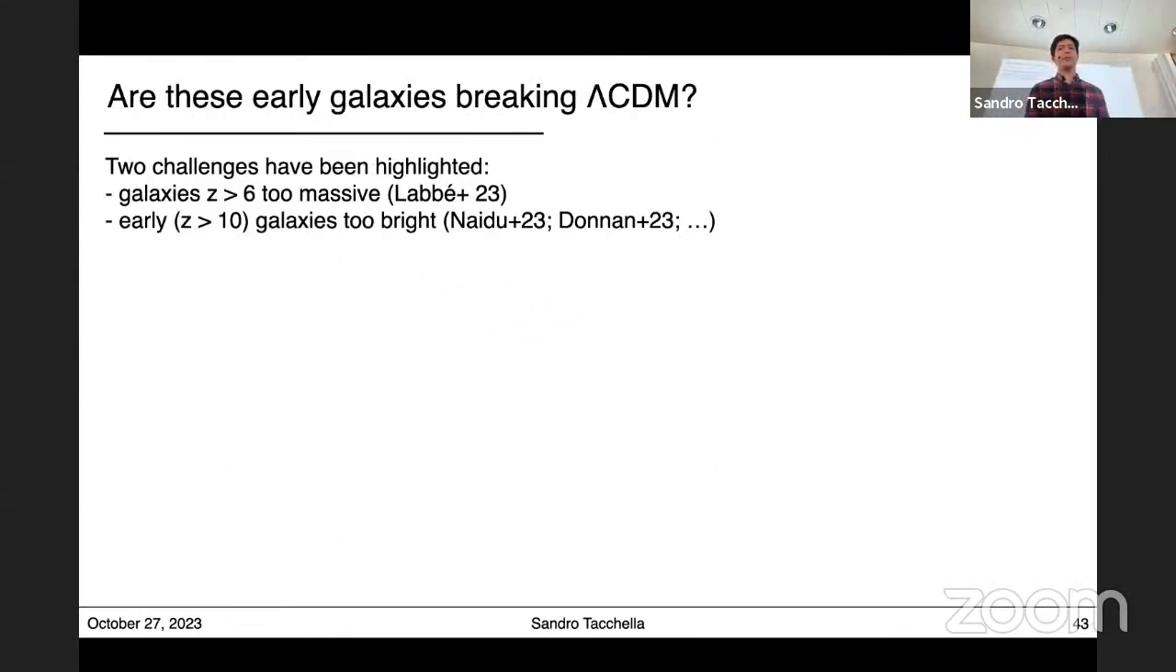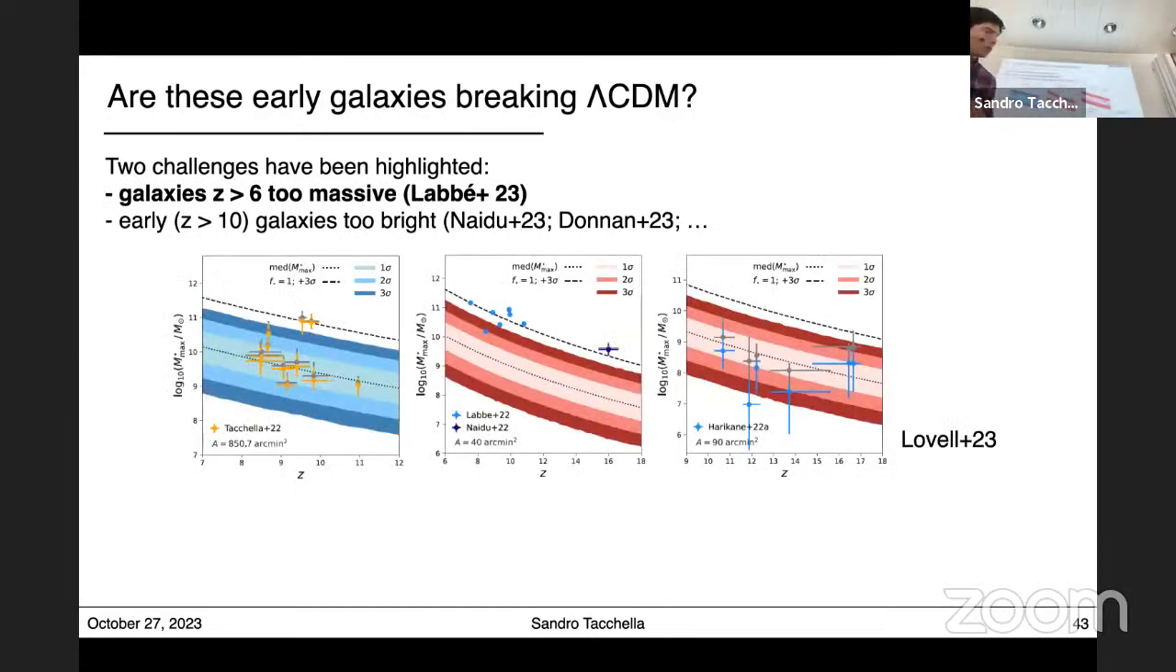So let me quickly give you a bit of a heads up regarding these early galaxies and whether they are breaking our universe, our cosmology. And I think there are 2 interesting points that are slightly different. One of them is basically saying that there are too many high redshift massive galaxies, in particular around redshift 5 to 10. And the other thing is to say something about there being too many UV bright galaxies above redshift 10. So these are slightly different, and I will try to address both of them. So let's first focus on massive galaxies. So what is the problem?